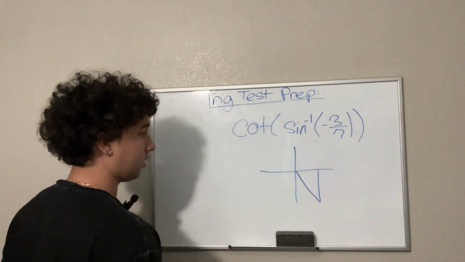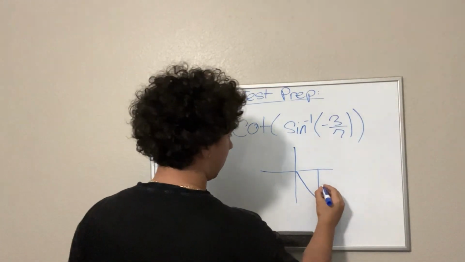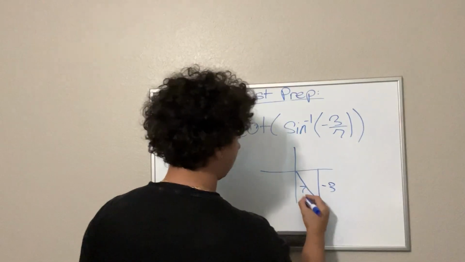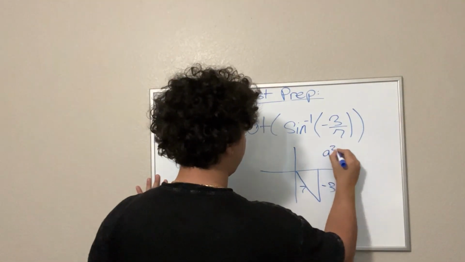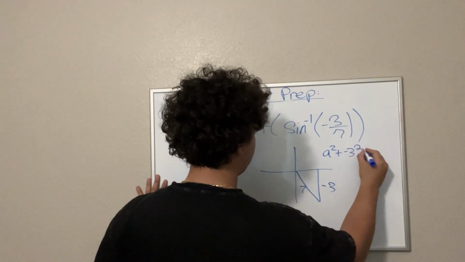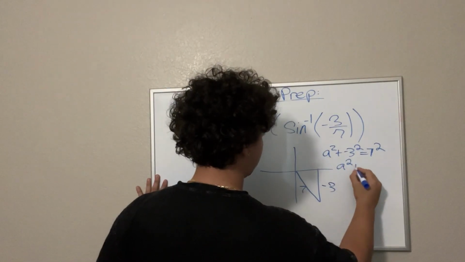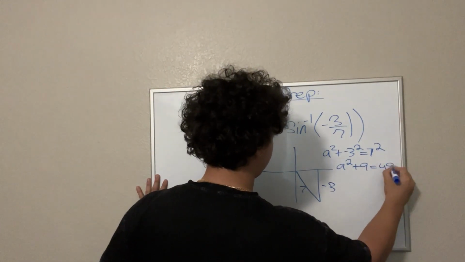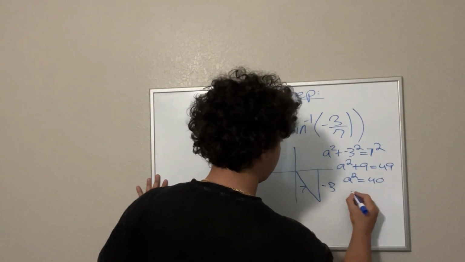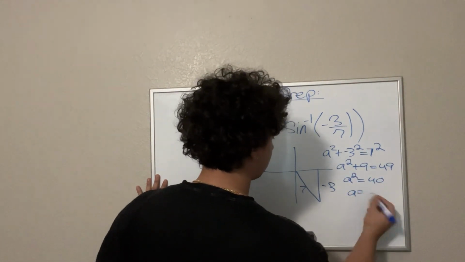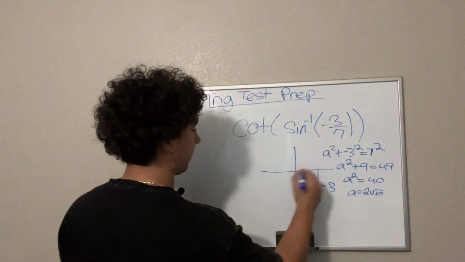All right. Now, again, sine is opposite over hypotenuse. So the opposite side is going to be negative 3. The hypotenuse is 7. Now I'm going to solve for my side here. So a squared plus negative 3 squared equals 7 squared. A squared plus 9 equals 49. A squared equals 40. A is equal to the square root of 40, which is equal to 2 root 10. And I know it's going to be positive because my x values are positive here.